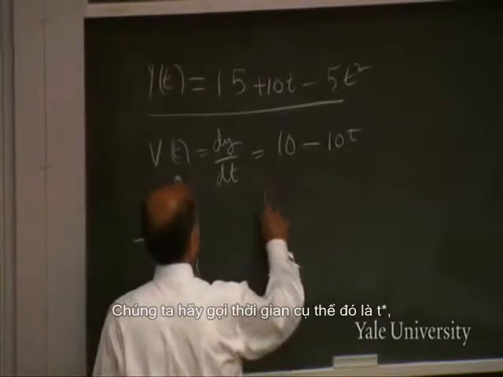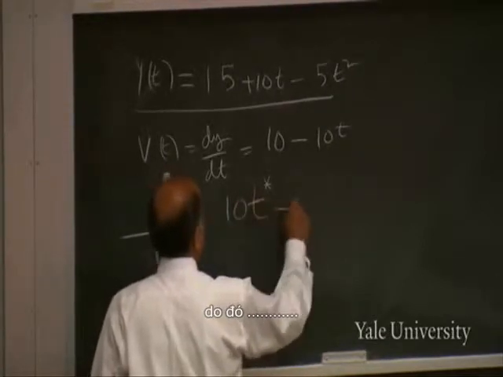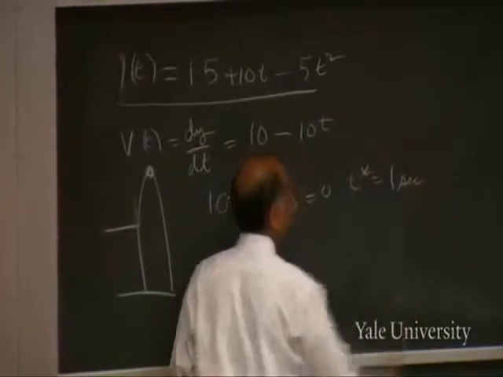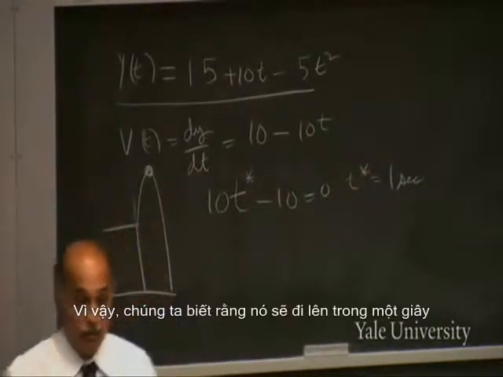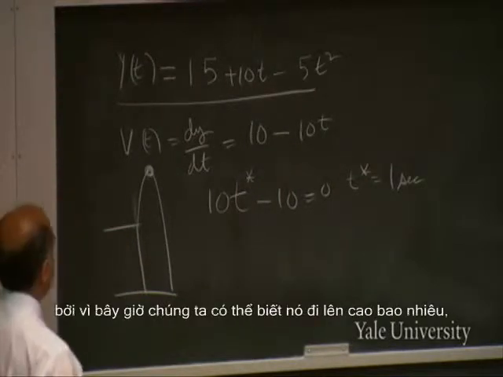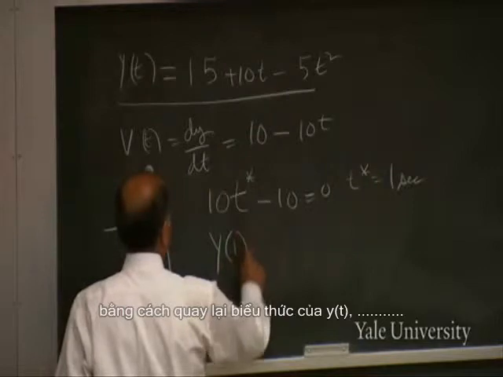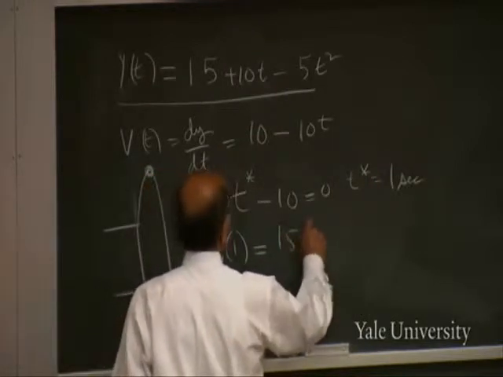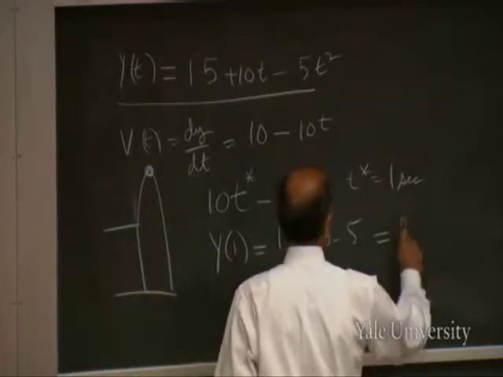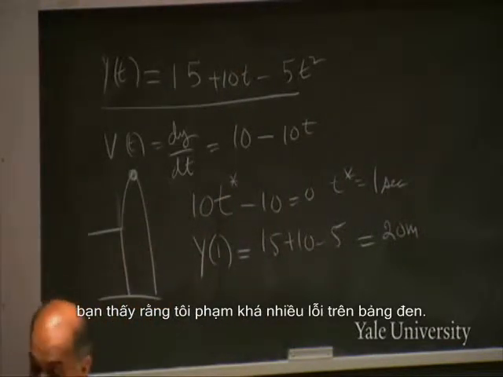If you do that, let's call that particular time t star, then 10 minus 10 t star is equal to 0, or t star is 1 second. So we know that it'll go up for 1 second, then it'll turn around and come back. Now we are done, because now you can ask, how high does it go? Then you go back to your y of 1, and y of 1 is 15 plus 10 minus 5, which is what, 20 meters.